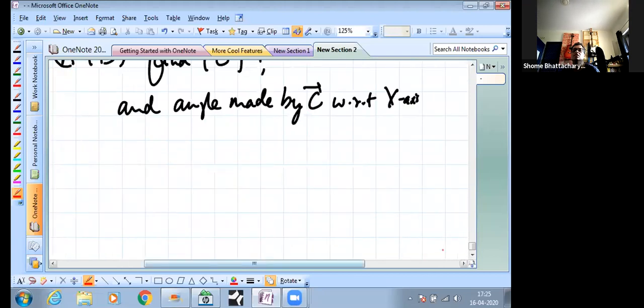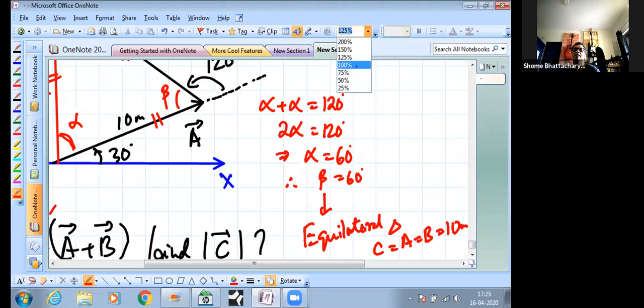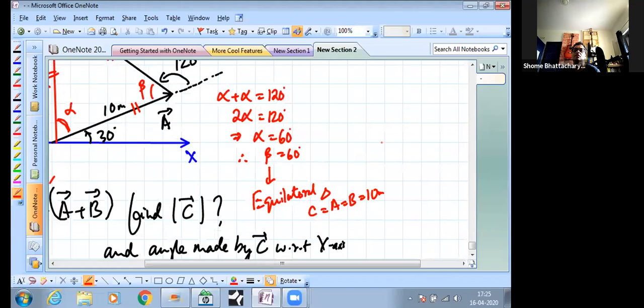You just have to use that small fact. So that means it is an equilateral triangle. The moment it is an equilateral triangle, C is equal to A equal to B, which is 10 meters. So that solves one part, that we have got the magnitude of the vector C. Now the other part, we have to find the angle that the vector C is making with the x-axis. That I'm coming to, that is very easy.